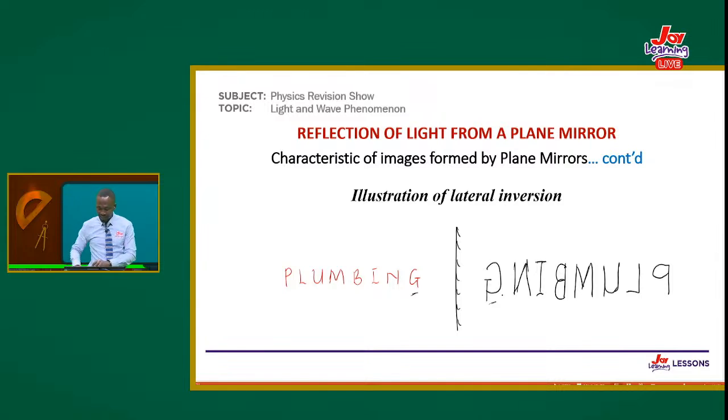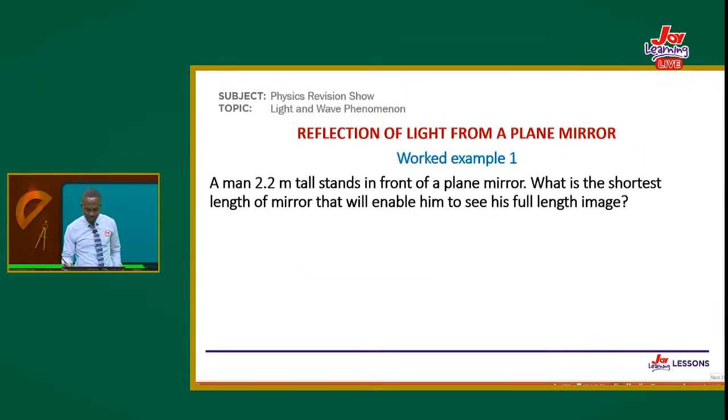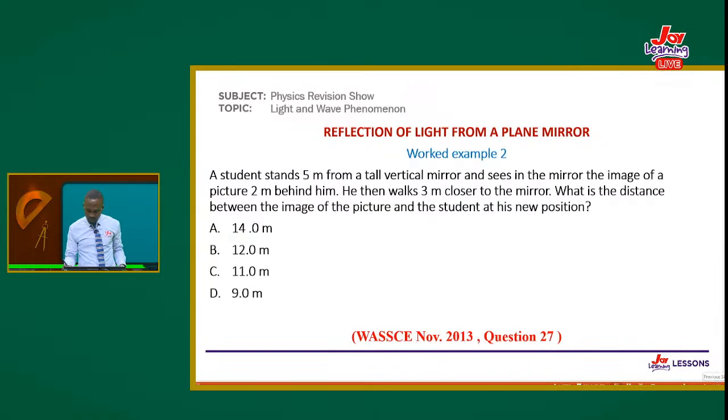I hope you are enjoying the lesson and you are taking note of what is going on. All right, I think that we can look at a question or two based on the properties or the characteristics that we have looked at. The first question says that a man 2.2 meters tall stands in front of a plane mirror. What is the shortest length of mirror that will enable him to see his full length image?